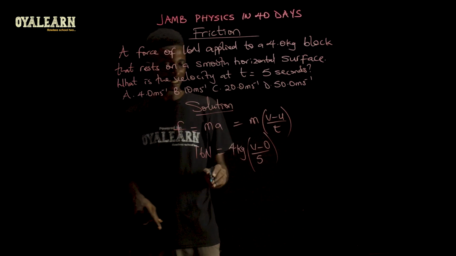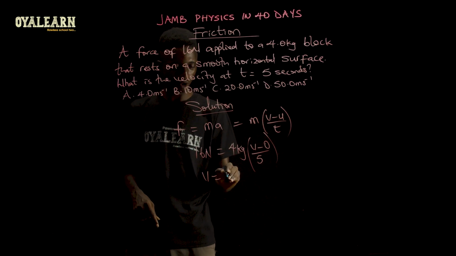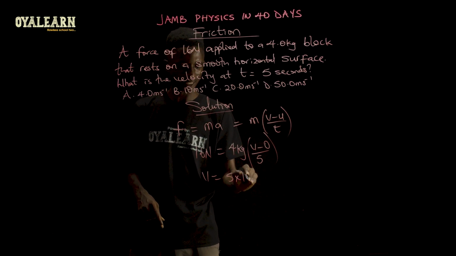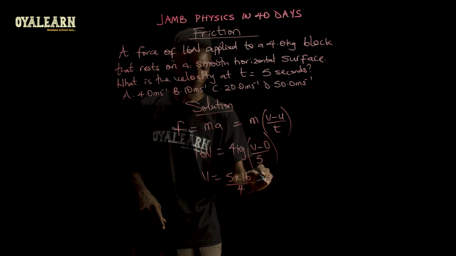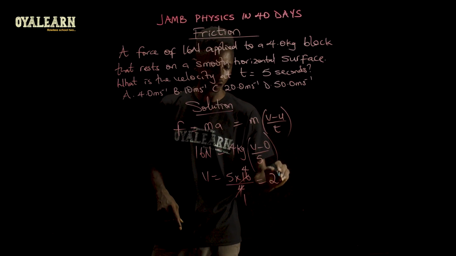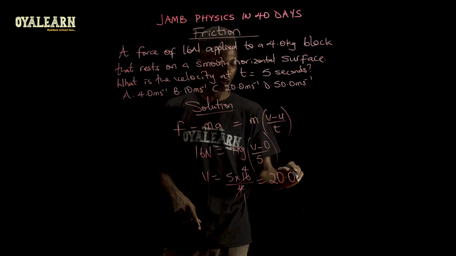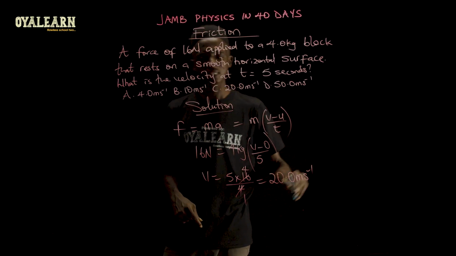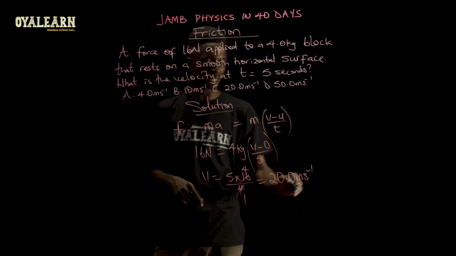So from here we can then say V equals 5 times 16 over 4. Now 4 here 1, 4 here 4. 5 times 4, that gives us 20. So 20.0 meters per second. Now from the options, that is option C.